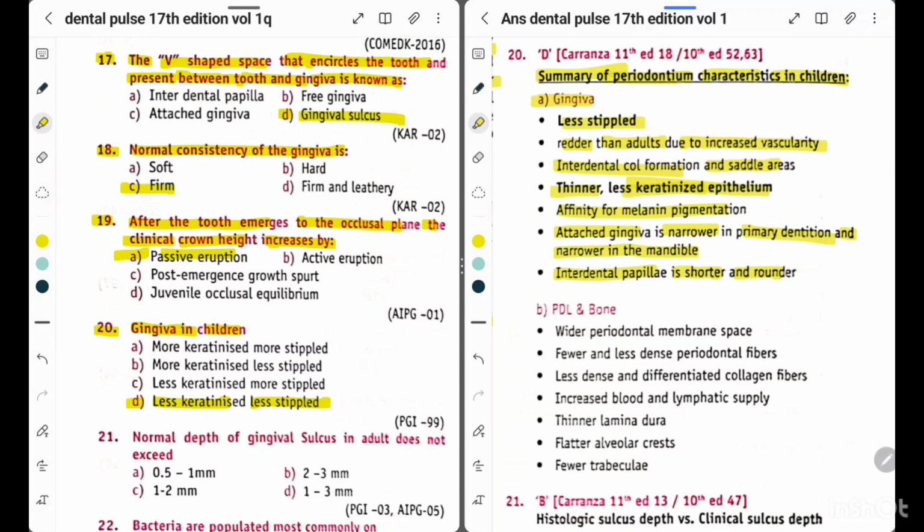And what about PDL and bone in children? The children have wider periodontal membrane space, fewer and less dense periodontal fibers, less dense and differentiated collagen fibers, increased blood and lymphatic supply, thinner lamina dura, flatter alveolar crests, and fewer trabeculae.